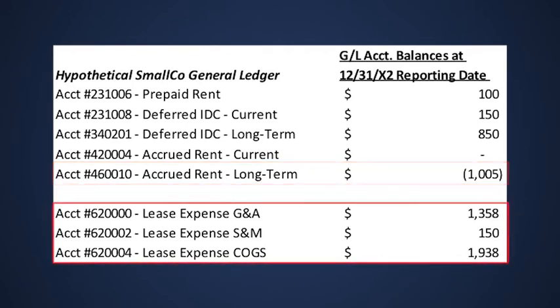Per company policy, Smallco allocated $1,358 of its lease expense to general and administrative. That is for the lease of the office space and the office copier, $150 to sales and marketing for the salesman car lease, and $1,938 to cost of goods sold for the plant and warehouse, forklift, and delivery truck leases. This is how Smallco's general ledger would appear under current GAAP. The new guidance would not require the process to change.